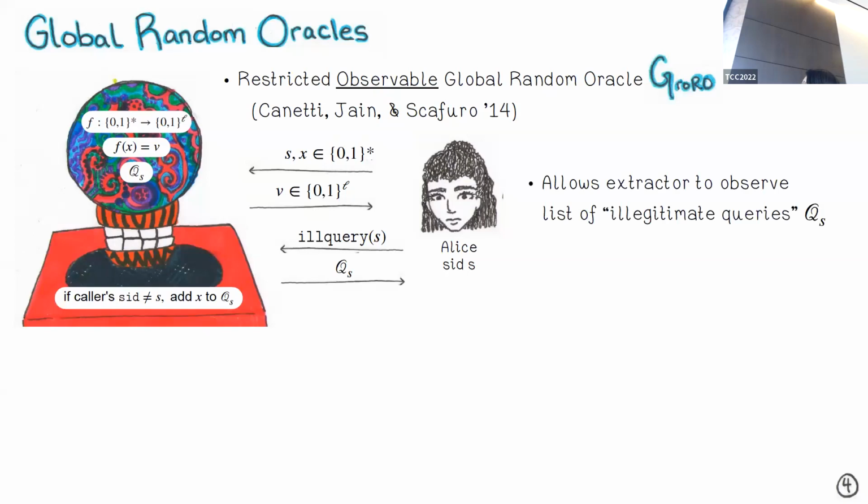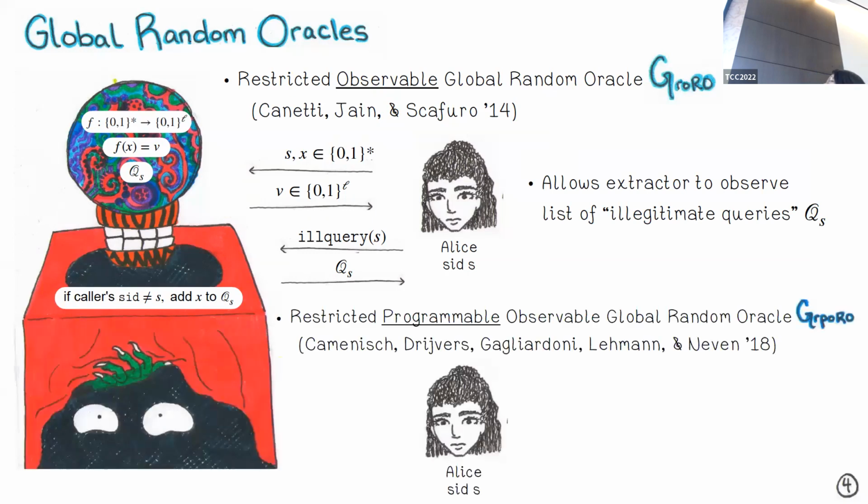This allows the extractor to observe this list. And in the UC model, the environment is not part of any legitimate protocol session by definition. So this will allow the extractor to extract the queries from the environment's proofs.